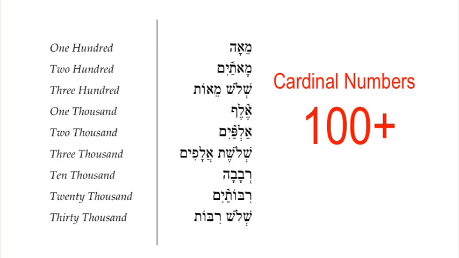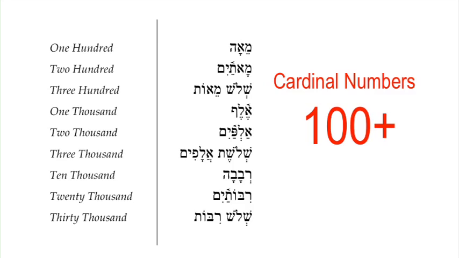The Hebrew word for 200 is mathayim, and it's actually the feminine dual form of me'ah. So what's the feminine dual form of 100? Mathayim. And what's 2 100s? 200.